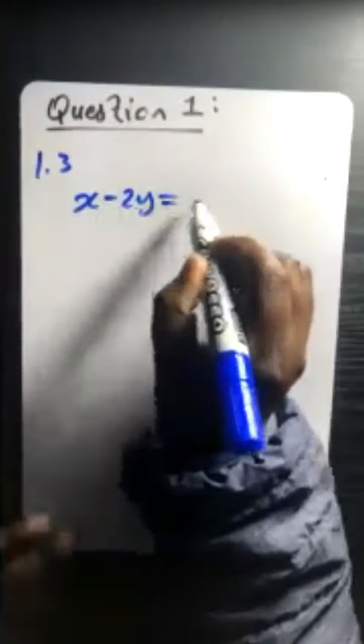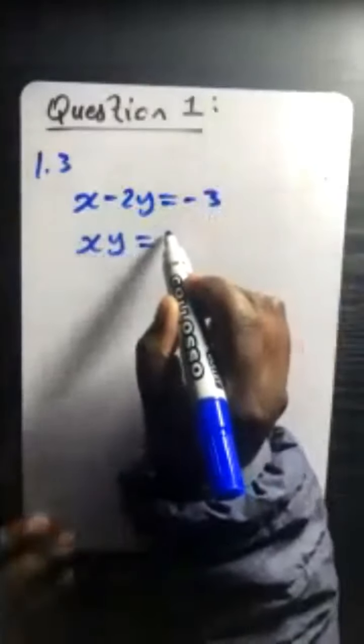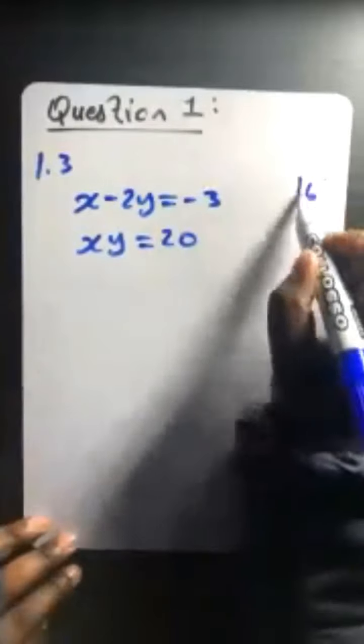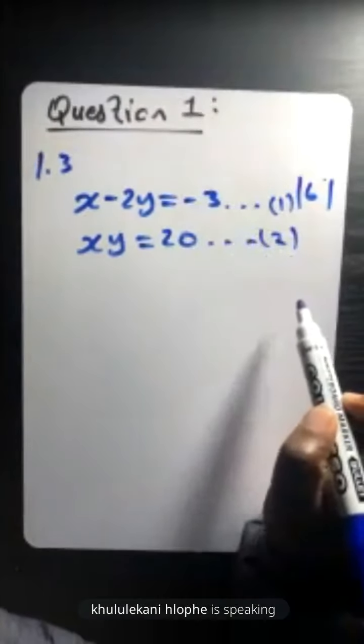Okay, so quickly, I'm going to be very fast on this one. This is the last question, a simultaneous equation. It's x minus 2y equal to negative 3, and you also have xy equal to 20. This question is allocated 6 marks. So ladies and gentlemen, you are given 2 equations. Regard the first one as equation number 1, the second one as equation number 2.